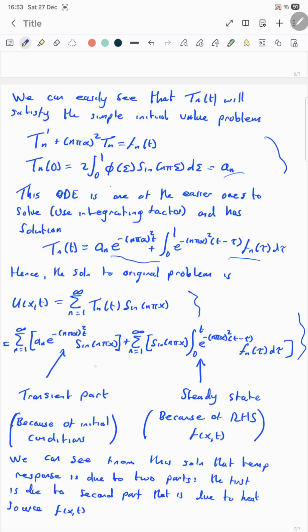Now this is the transient part and this is the steady state part. This is the transient part because of the initial value conditions, and this is the steady state because of the right hand side f of x of t. We can see from this solution that the temperature response is due to two parts. The first is due to this second part, that is due to the heat source f of x of t. I think maybe I've written that wrong, I don't know. But yeah, that's the gist of the situation here.